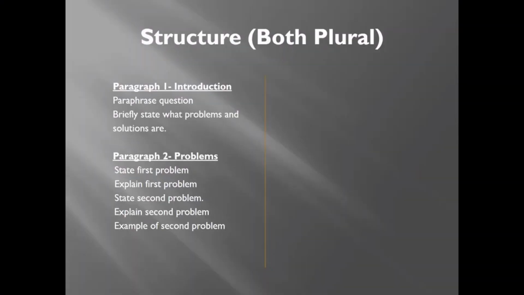Okay, so here is the structure for both plural. We're going to start off with our introduction. As always, we're just going to simply paraphrase the question. Then we're going to briefly state what the problems and solutions are. So we're going to outline our problems and our solutions. That will normally be 2 problems and 2 solutions. So paraphrase the question and then outline our problems and solutions.